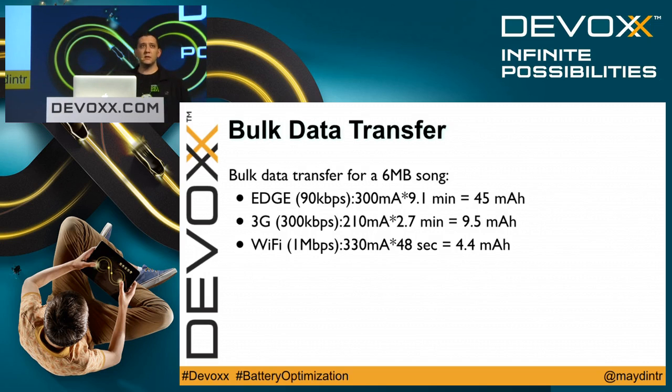And now you see a bulk data transfer for a 6 megabyte song. You see that Wi-Fi consumes 330 milliamps, but in total it consumes the least because of its speed, so you can prefer Wi-Fi for bulk data transfers.